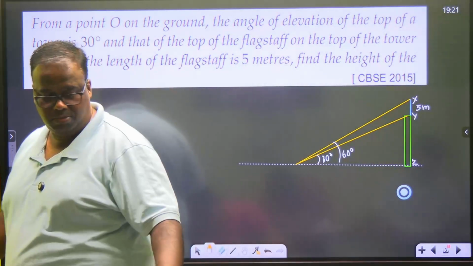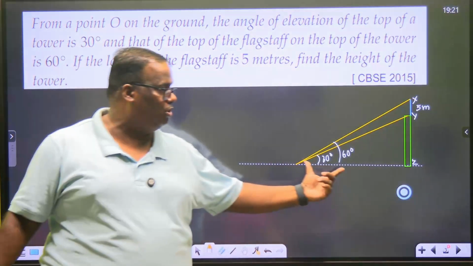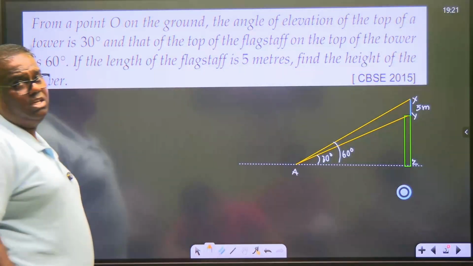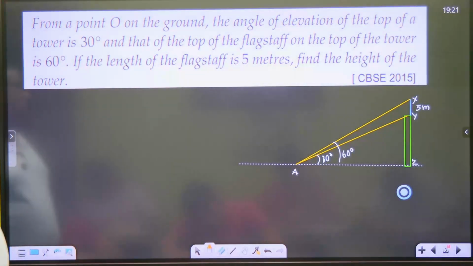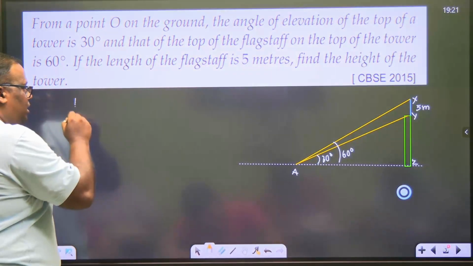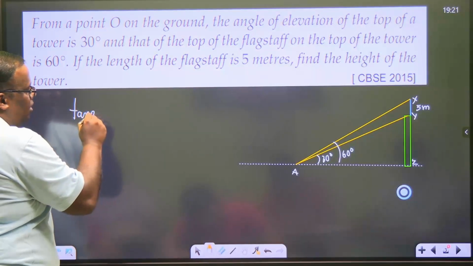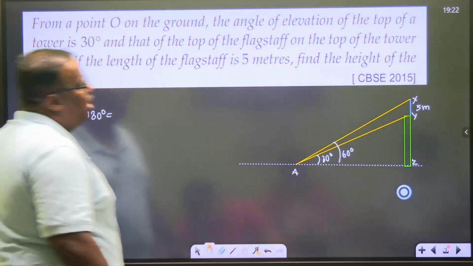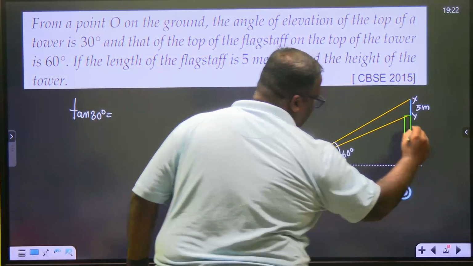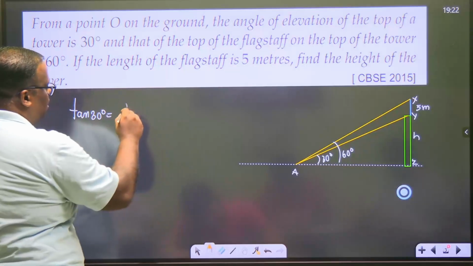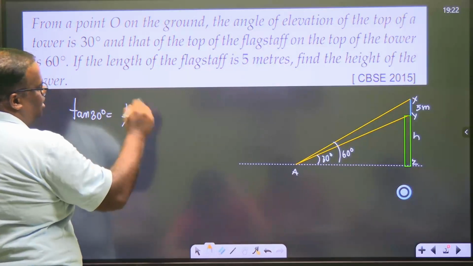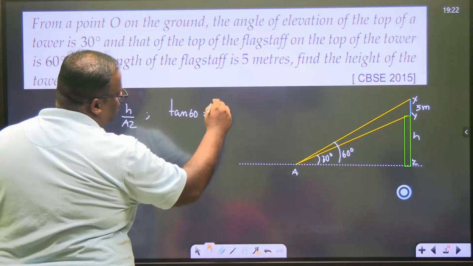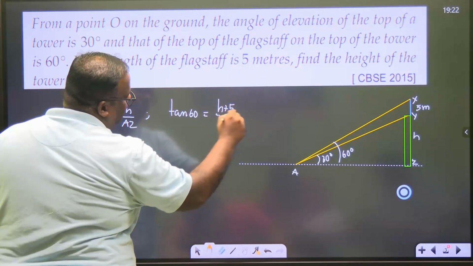So in this problem, something will be common. The base will be common for both the triangles. Take this as A. The base AZ will be common for both the triangles. Right? If I take the ratio of tan 30, tan 30 gives me the height of the tower, which is H over AZ. And tan 60 gives me H plus 5 divided by AZ.